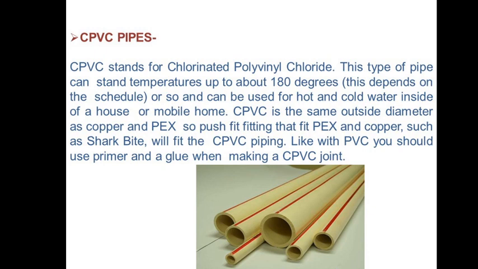Then CPVC pipes, which stands for chlorinated polyvinyl chloride. These types of pipes can withstand temperatures up to about 180 degrees, and can also be used for hot and cold water inside houses or mobile homes. CPVC has the same outside diameter as copper and PEX, so push-fit fittings that fit PEX and copper, such as SharkBite, will fit the CPVC piping. You can see the image of CPVC pipe.